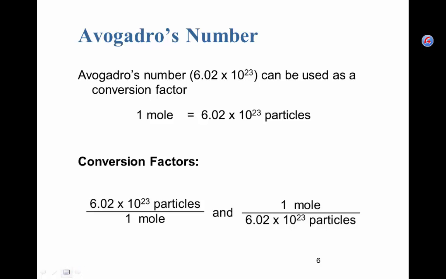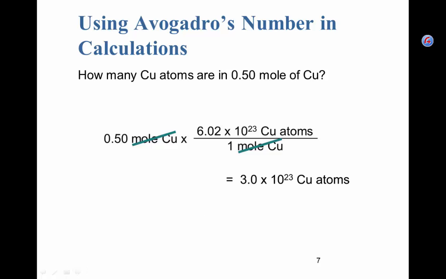And we can use Avogadro's number as a conversion factor because 1 mole is always 6.02 times 10 to the 23rd particles. I could write that as a conversion factor, 6.02 times 10 to the 23rd particles in 1 mole, or 1 mole is 6.02 times 10 to the 23rd particles. So we're going to be using that to convert between particles and moles.